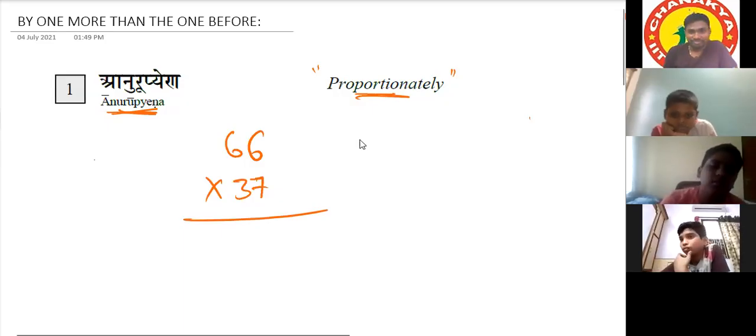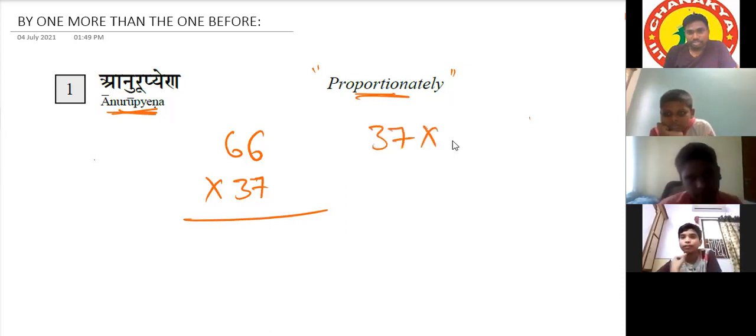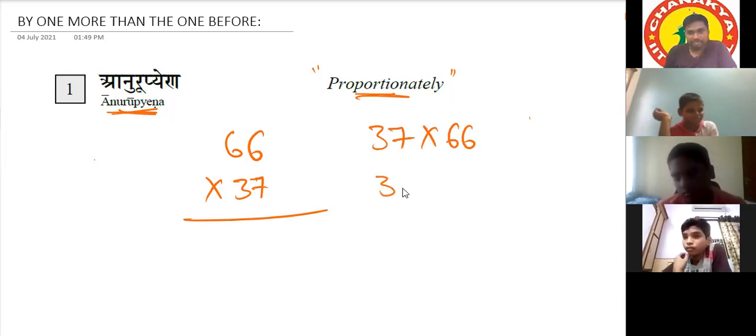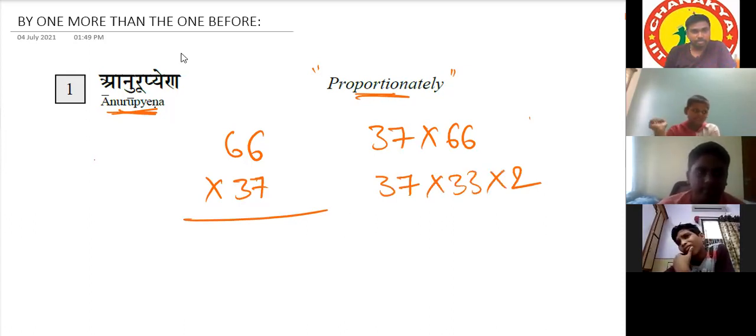Okay, see, 37 into 66. This is our question, right? I'm converting this question like 37 into 33 into 2. Yes or no? Both are same or not? Yes, sir, both are the same.